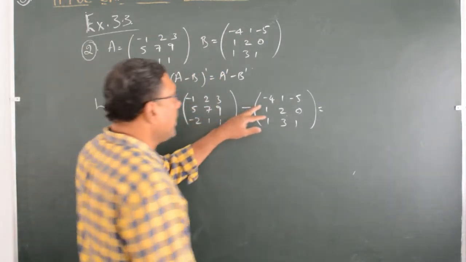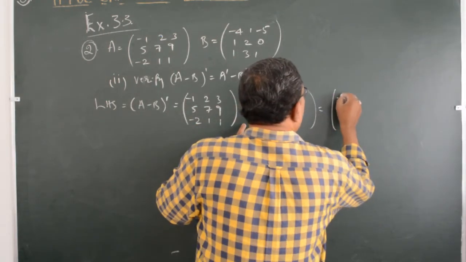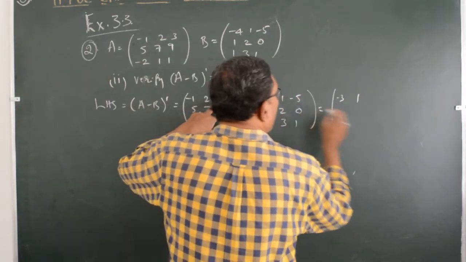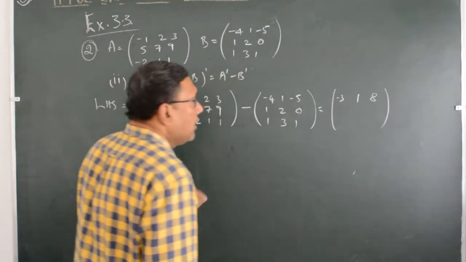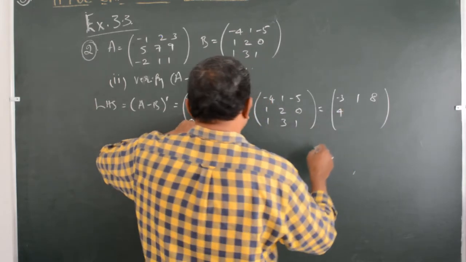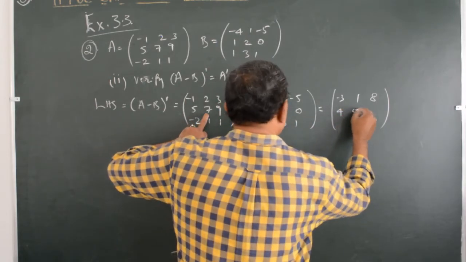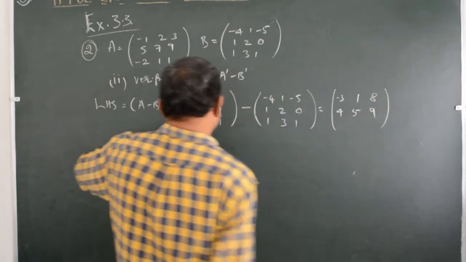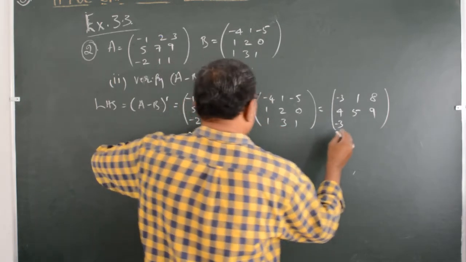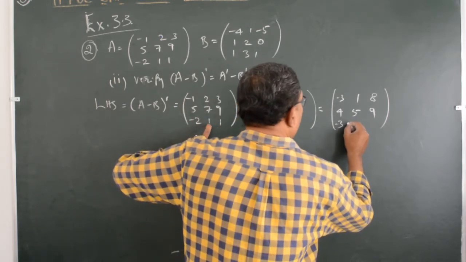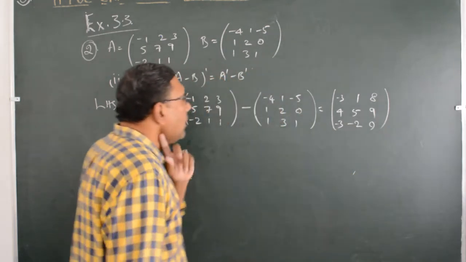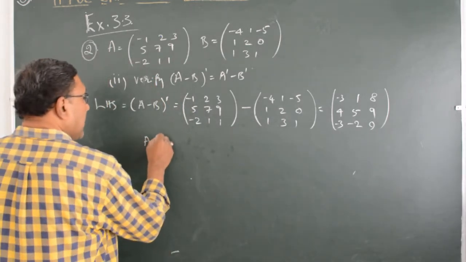Minus 1 minus of minus 4 will become minus 3, and 2 minus 1 is 1, 3 minus of minus 5 will be 8, right? 5 minus 1 is 4, 7 minus 2 is 5, and 9 minus 0 is 9. And minus 2 minus of minus 1 is minus 1, 1 minus of minus 3 is minus 2, and 1 minus of minus 1 is 0. Now I will take the transpose, which is (A minus B) transpose.